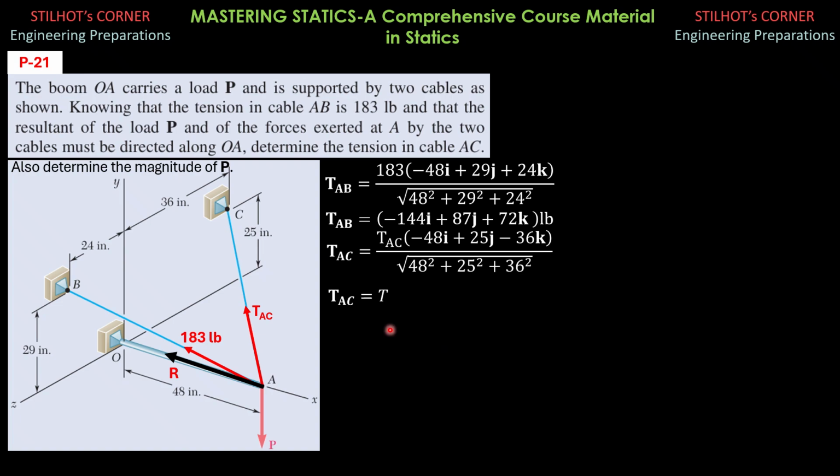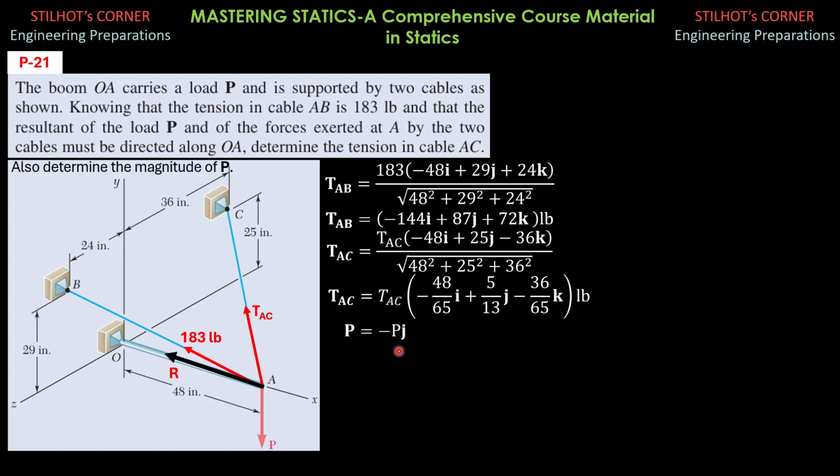Simplifying, vector tension AC is magnitude tension AC times negative 48 over 65 I plus 5 over 13 J minus 36 over 65 K. So Rx is negative R, Ry is 0 and Rz is 0. So P is also negative Pj because it is going down. So negative of magnitude of P times J.